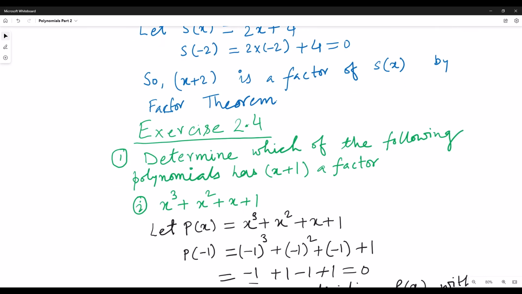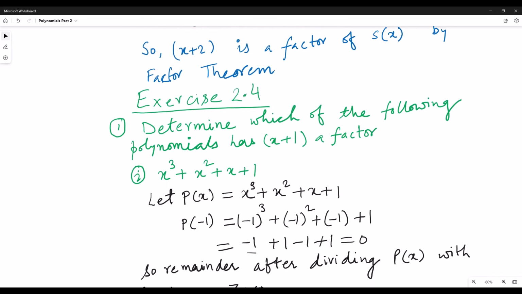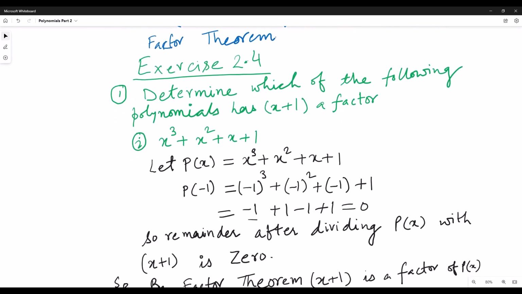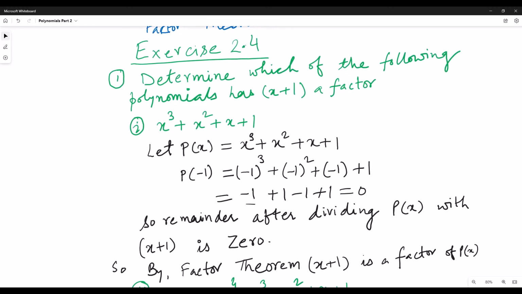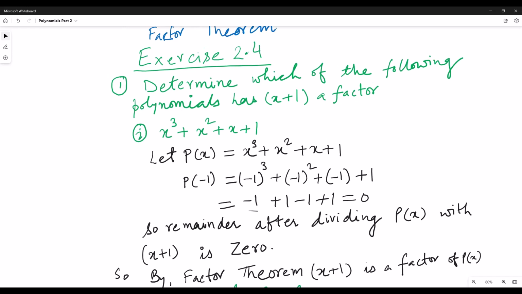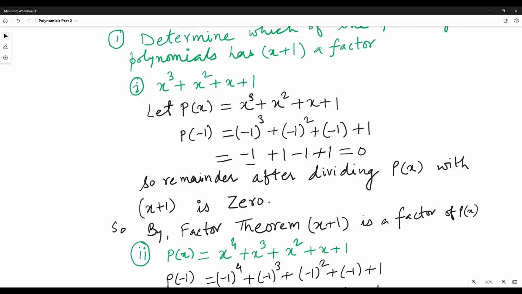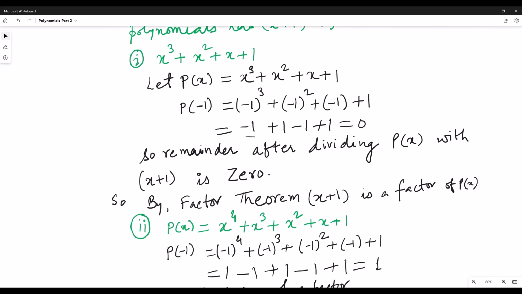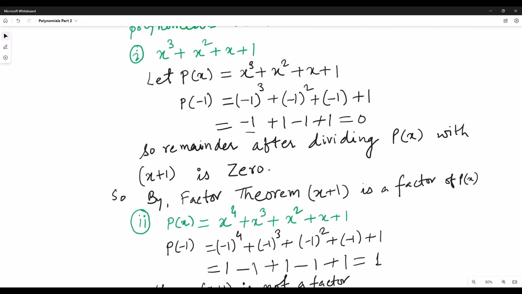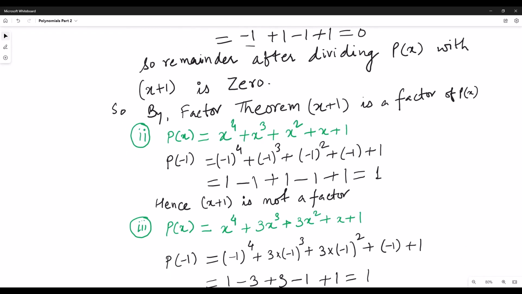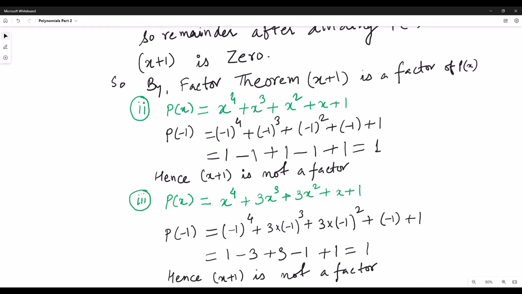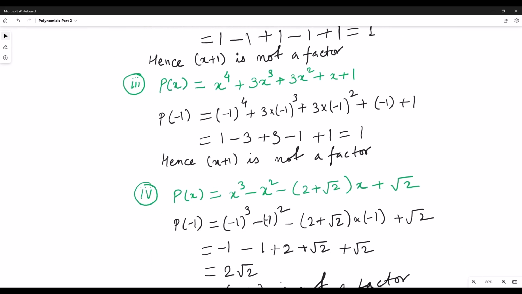Determine which of the following polynomials has x plus 1 as a factor. To find which polynomial has x plus 1 as a factor, you have to put x equals minus 1 and see if it is 0. So p(minus 1) is equal to 0. So the remainder after dividing p(x) by x plus 1 is 0. By the factor theorem, x plus 1 is a factor of p(x). Likewise here also you have to find p(minus 1) in all these expressions.